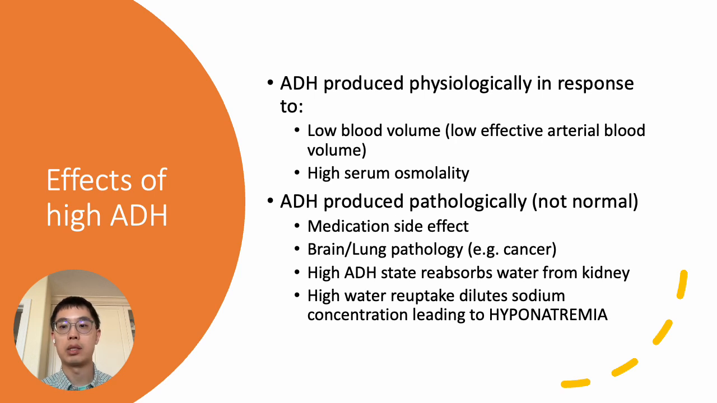One of the more common causes of ADH to be produced abnormally is through side effects of medications or drugs, and through other pathological processes occurring in the brain or the lungs that can trick our osmoreceptors into producing abnormal amounts of ADH. Remember that ADH is a hormone that primarily stimulates reuptake of water in the distal tubule.